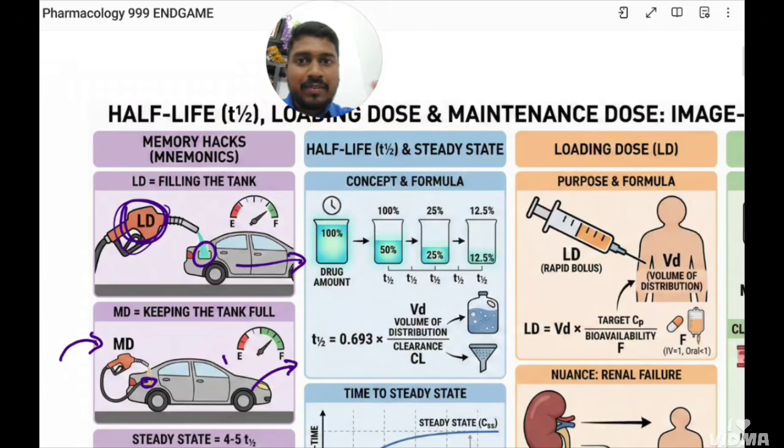Now what happens to half-life and steady state concentration? Say initially you give some 100 amount of drug, 100%, let's say 500 mg of paracetamol. Now what happens after first T half of paracetamol? How much drug is left in our body? It is only 250 mg. Then after second half-life, how much is left? 125. Then the half of this, that is 62.5. So this is how the normal kinetics happen in the body.